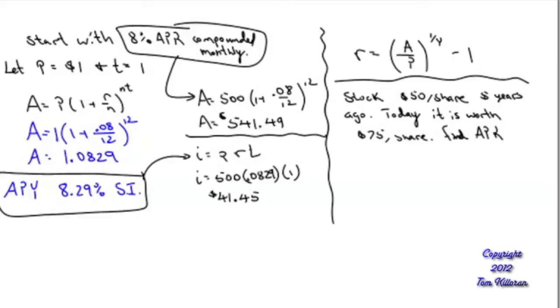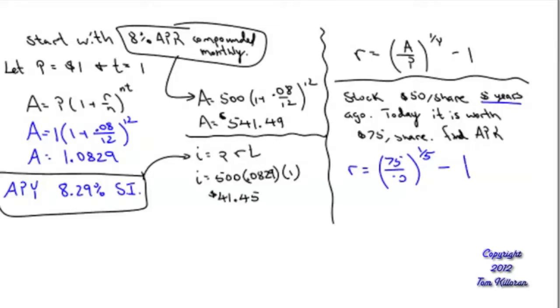All right, so you plug everything you know into this formula. Now, I don't know literally A and P. I don't know how many shares I owned, but it really doesn't matter. You can break it down to I own one share and I sold one share. So you go R equals, A is how much you ended up with, $75. P is how much you started with, 50. You raise it to the 1 over Y, Y being how many years you're talking about. Five years, so this would be 1/5 minus 1.